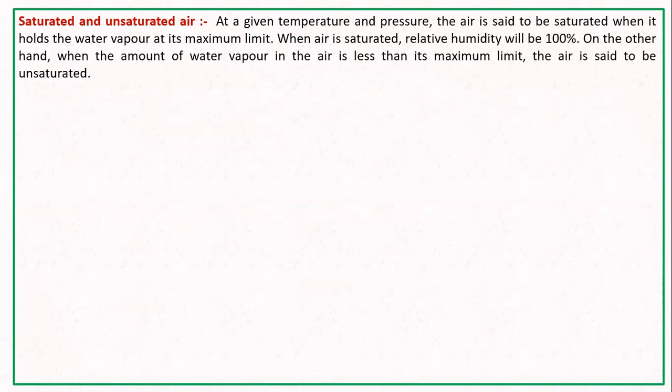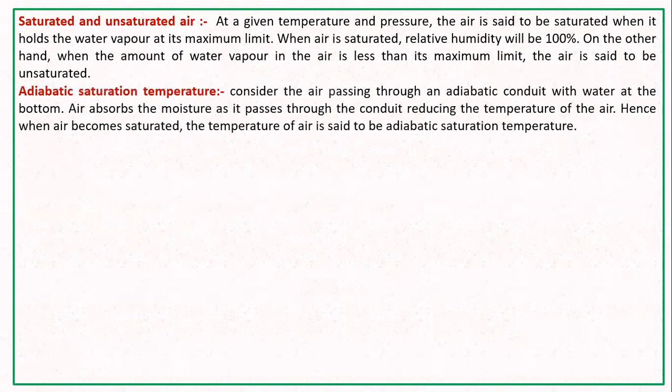Here we'll see the definition of saturated and unsaturated air. Saturated here means at a given temperature and pressure, when we say air is saturated, when the amount of water vapor has reached its maximum limit, then that is known as air is saturated. And when air is saturated, the relative humidity will be 100%. On the other hand, when the amount of water vapor in the air is less than this maximum limit, so in the normal moist air, we call the air unsaturated.